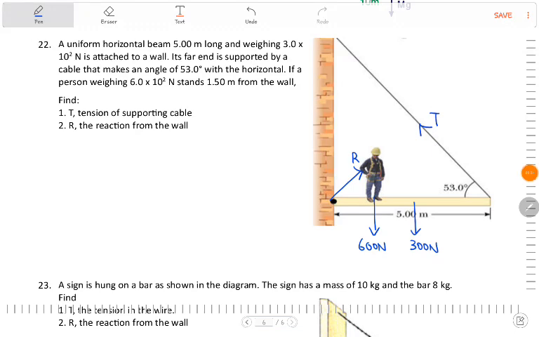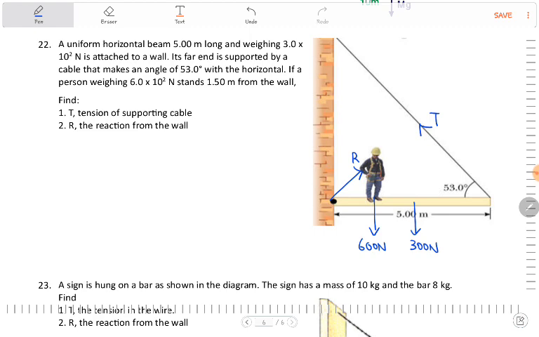Okay, I'm making this video to explain a bit on how to solve this question related to equilibrium, because I can see that many of you are quite confused with the reaction, and some are actually not clear of the forces acting on this uniform horizontal beam.